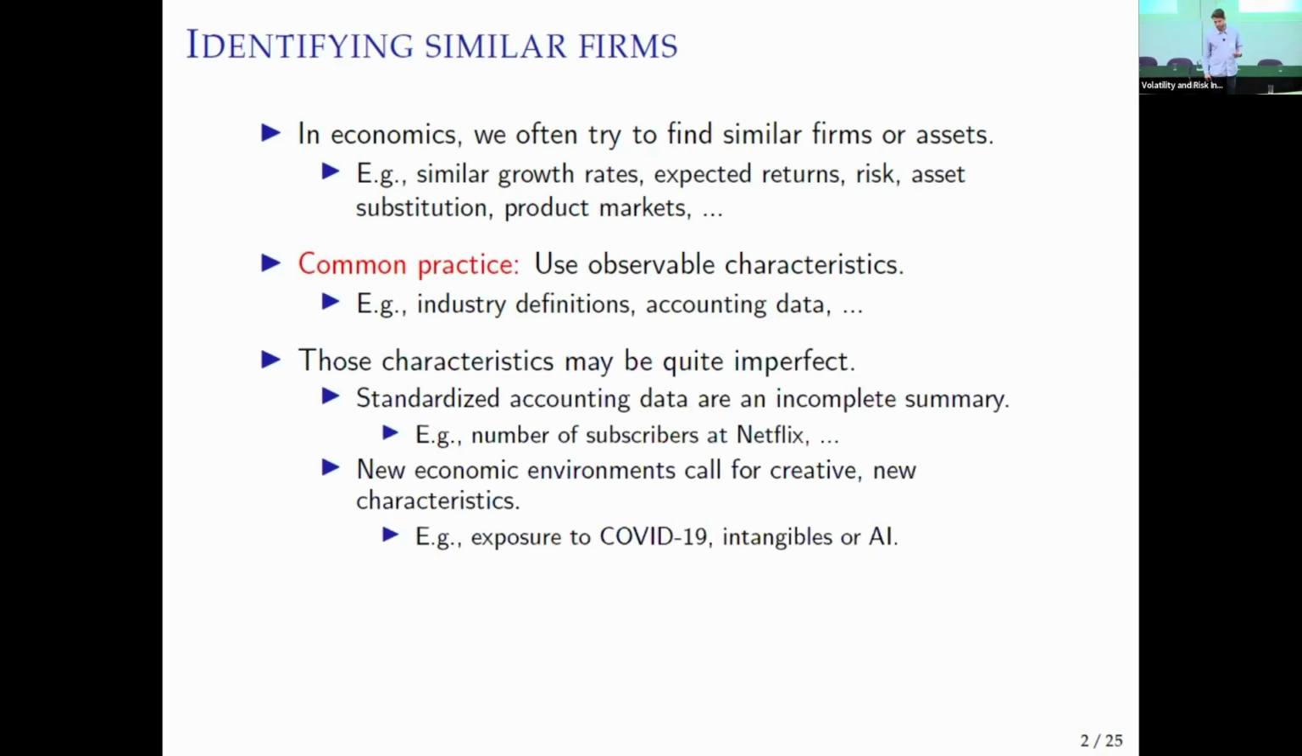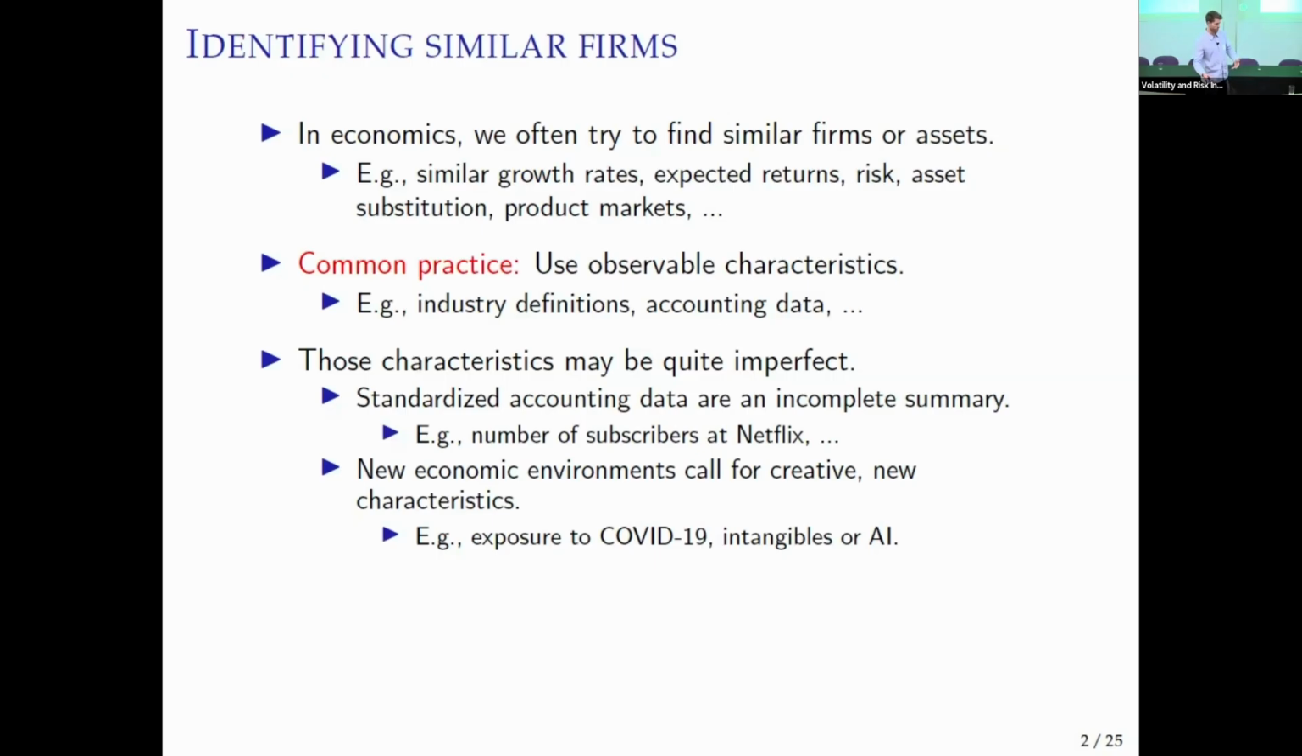These characteristics turn out to be far from perfect. In particular, standardized accounting data are an incomplete summary of very often things that investors care quite a bit about. A classic example would be Netflix. When investors are looking at Netflix, what's one of the core metrics that they look at? They look at subscriber growth. That's not going to be something that you immediately are going to be pulling off of the accounting data and these sorts of things.